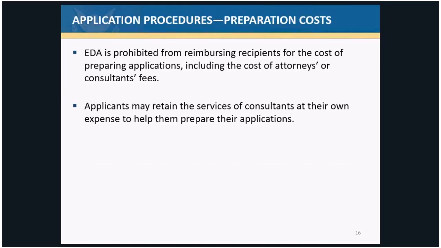EDA is prohibited by law from reimbursing recipients for the cost of preparing applications, including the cost of attorneys or consultants' fees. Applicants may retain the services of consultants to help them with their applications. That is allowable. However, those expenses must be borne entirely by the applicant.